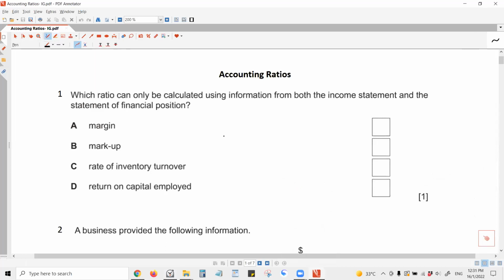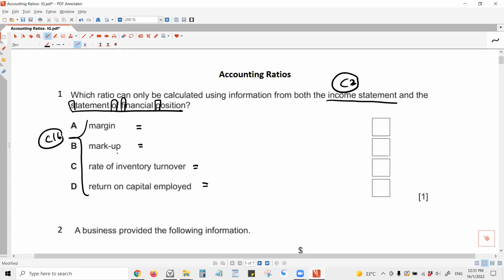This question, not easy, because first and foremost, you have to know how to do an income statement, what are the numbers that appear in an income statement, how to do an SOFP, and what are the things that could appear in an SOFP. You learn them in chapter 2 of my material. Secondly, you have to know all the formulas for all these 4 things. You learn them in chapter 16 of my material. They ask you which ratio, so all these 4 are ratios, can only be calculated using info from both the income statement and SOFP.